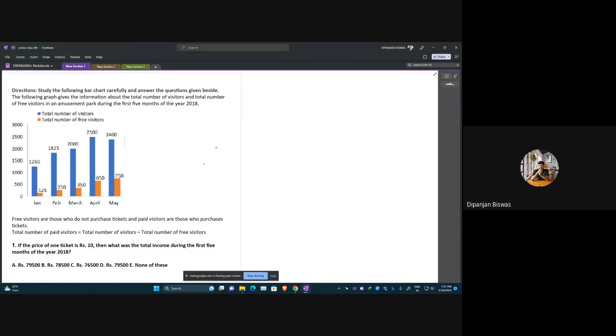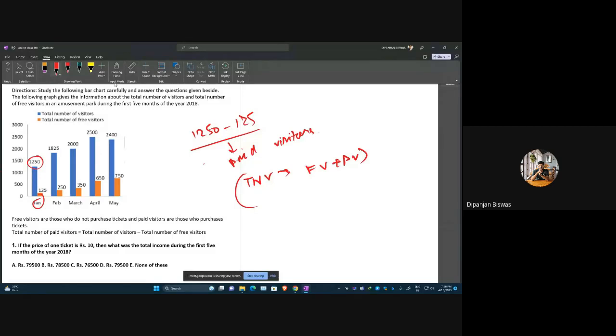So in the bar graph, the total number of visitors and the total number of free visitors has been given. To find out the total number of paid visitors, you have to subtract, let's say for January, 125 from 1250 to get the paid visitors. Because 1250 was the total number of visitors and 125 was the free visitors. The total number of visitors constitutes free visitors plus paid visitors. I hope it is clear. Okay.